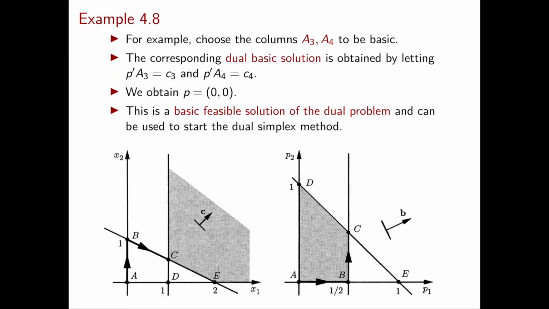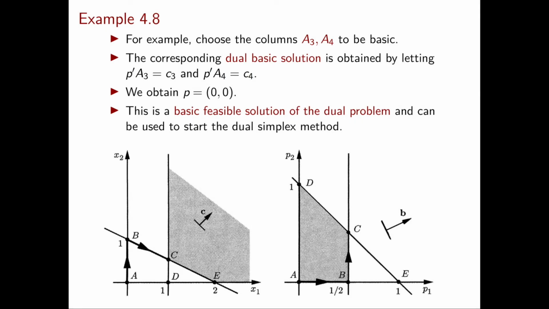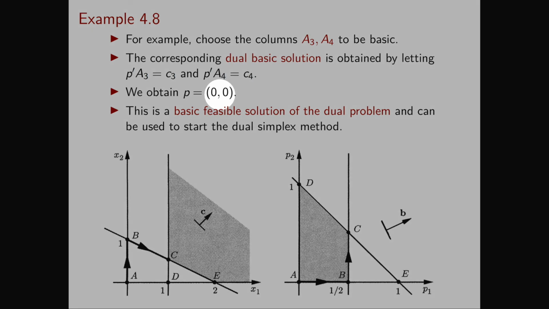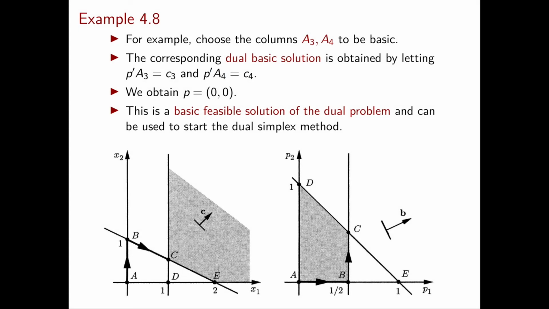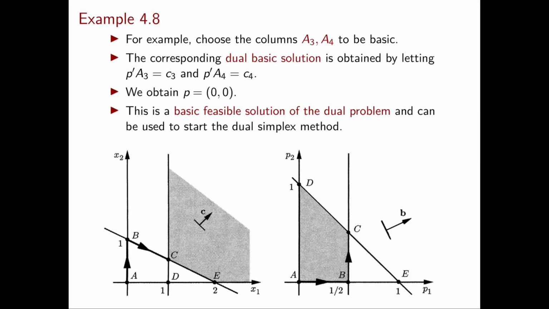Now let's construct the corresponding dual basic solution. To obtain it, we need to set to equality the third and fourth inequality constraints of the dual. If you solve such a system, you obtain the basic solution 0, 0. So in the dual, we obtain the vector A equal to 0, 0. Note that the primal basic solution that we obtained is not feasible, while the dual basic solution that we obtained is feasible. This means that we can use such a basis to start the dual simplex method.